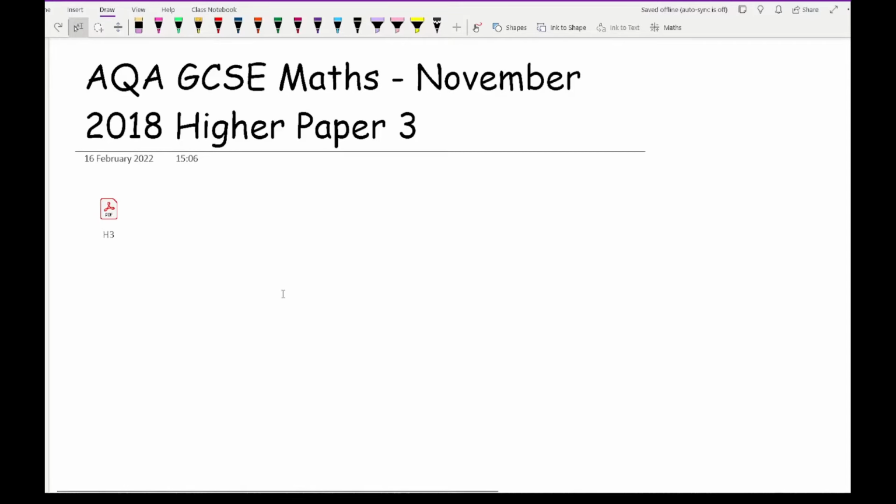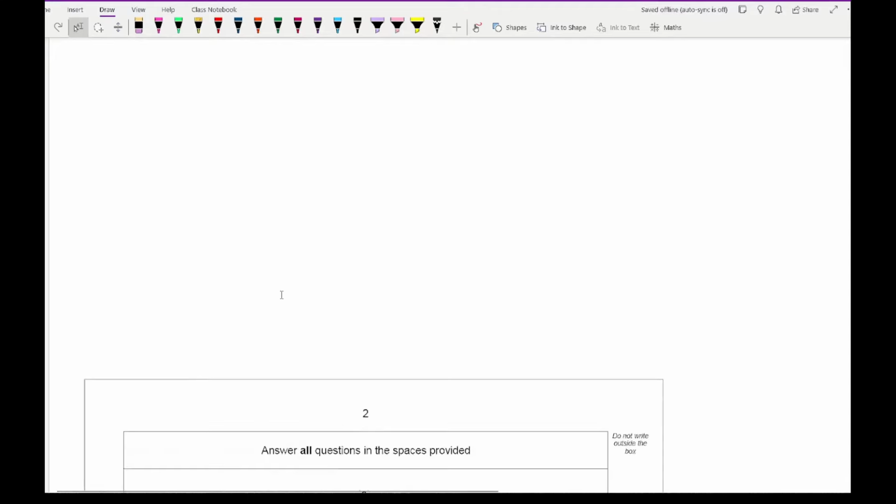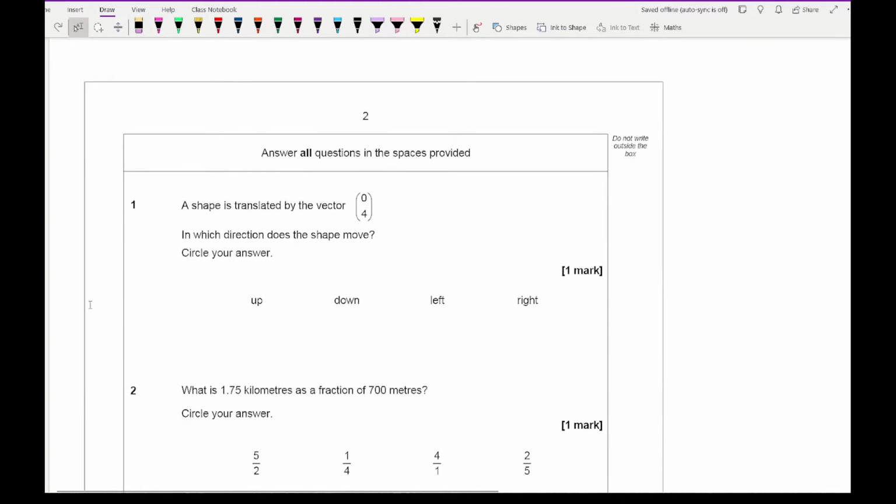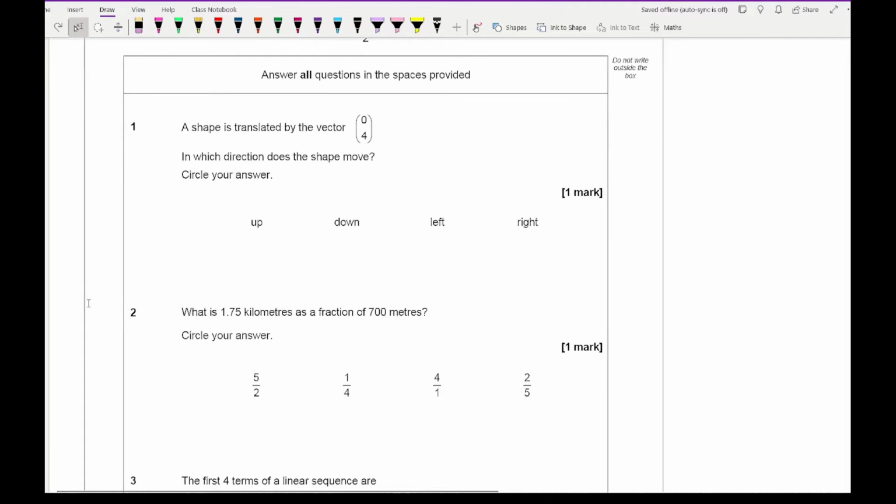So let's get started on this 2018 November Higher Paper 3. Looking at question 1, it says that a shape is translated by the vector of (0, 4), and it says in which direction does the shape move. So here you can see from the top number we've got 0 horizontal movement, but we have got a positive vertical movement, which implies that we are moving up.